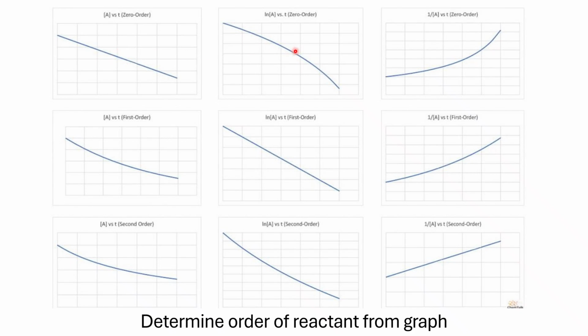In this instance here, it would be first order because the linear only occurs when we plot the natural log of concentration versus time. And this third scenario is 1 over A versus time. So again, only in the third try at this do we get the linear outcome, and it must be second order. All depends on your data, all depends on the reaction. Plot it 3 ways and find out.